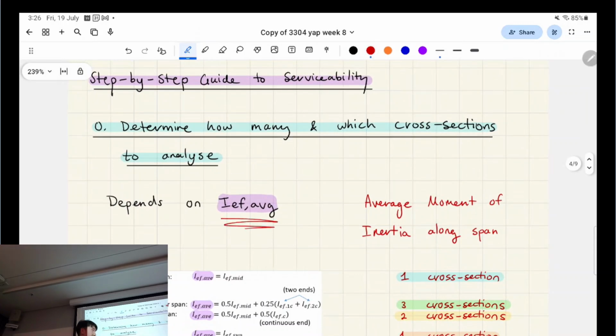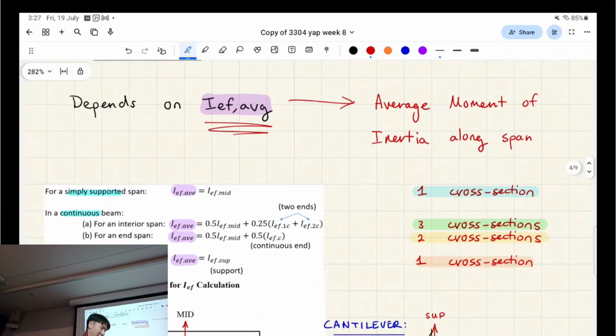It's because this is the mega formula. You'll see this later. I_e,average. This is what we're aiming for in order to calculate the deflections. It's an average moment of inertia along the span. Okay. So basically, if you have a simply supported beam, you only need the effective moment of inertia in the middle. If we have a cantilever, we only need the effective average at the support.